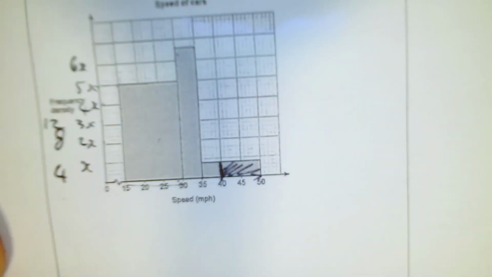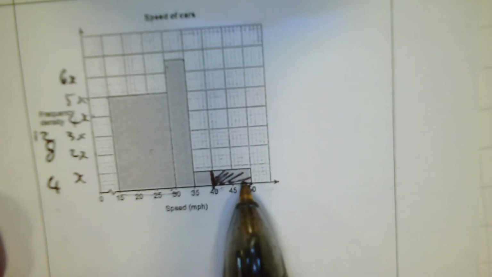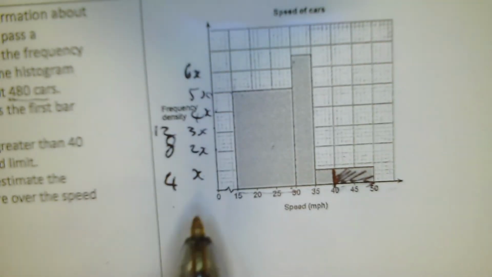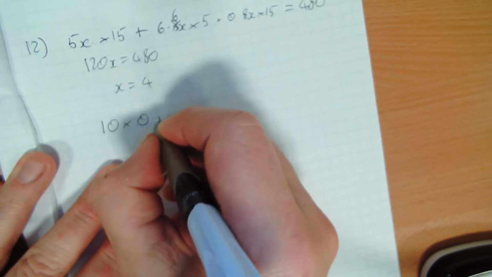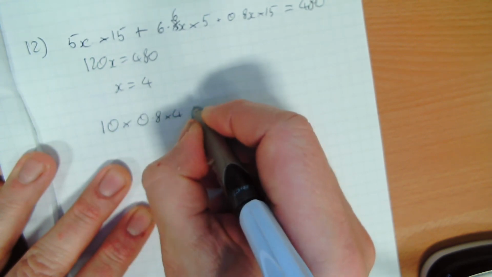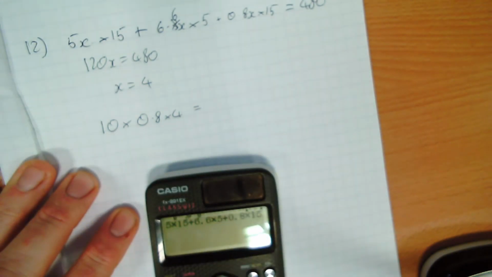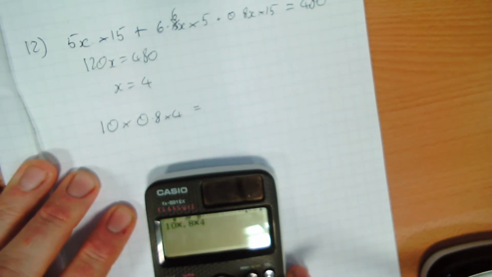The number of cars that are over the speed limit, greater than 40. So I'm looking at this area here. Oh, you can't see. I'll zoom back in again. I'm looking at the area of the block above 40. So it's 10 wide and it's 0.8 times 4. So the area that I'm interested in is 10 wide and it's 0.8 times 4. I'll do that on my calculator, I think. 32.